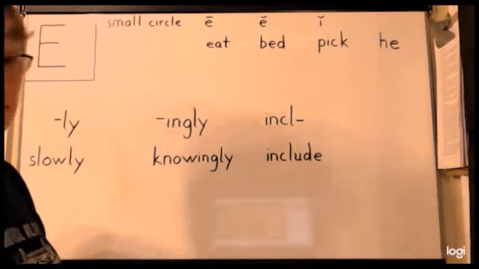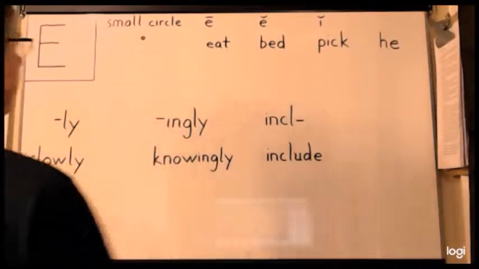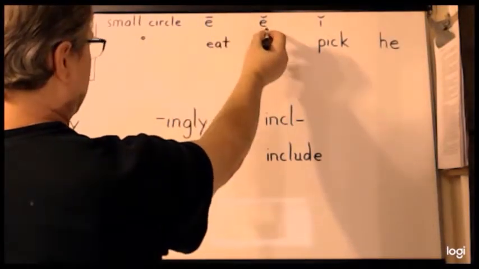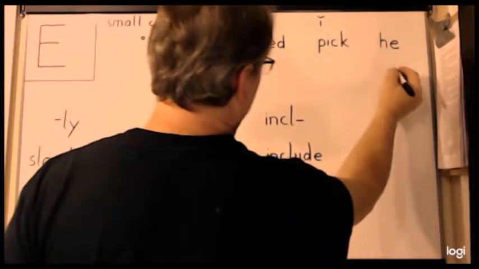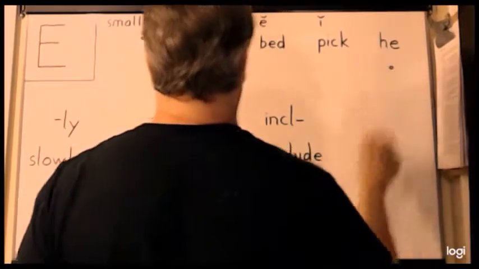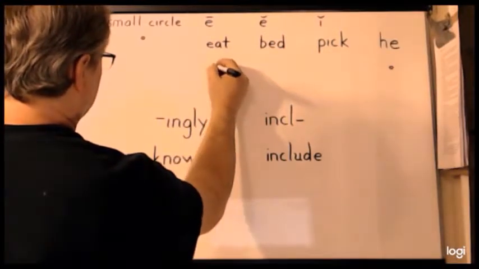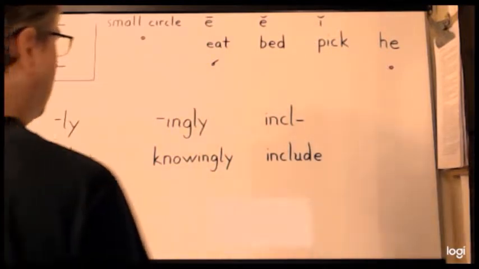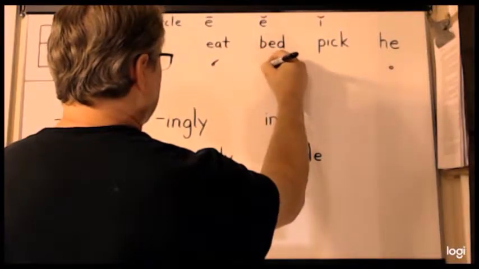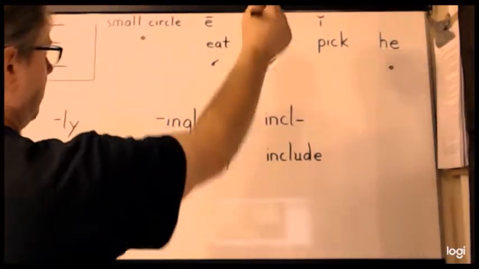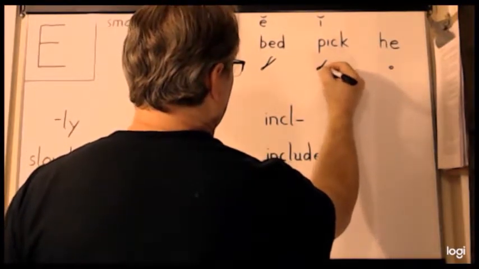Next is the letter E, which is represented by the small circle and stands for long E, short E, and short I. It also represents the word he in the short form. For long E, we will write the word eat, which is simply E-T. For the short E, we'll write the word bed, which is B-E-D. For the short I, the word pick, P-I-K.